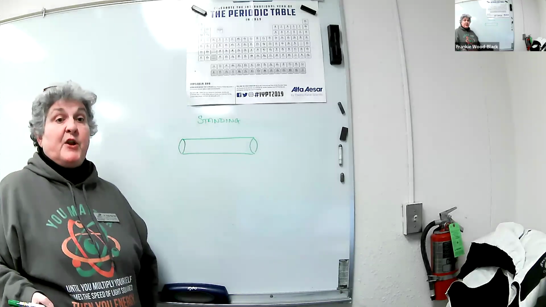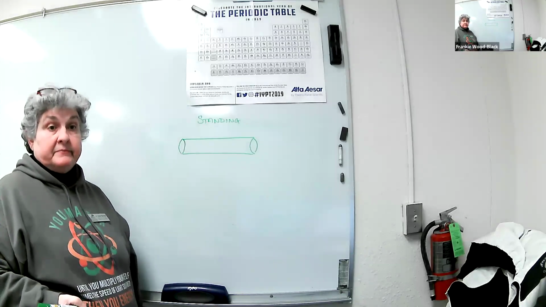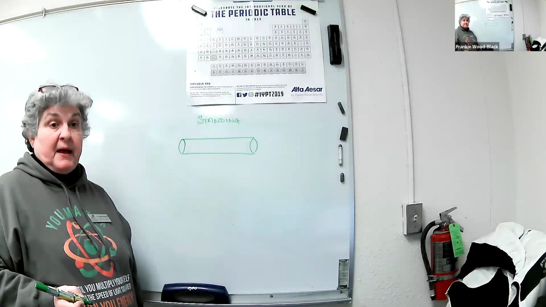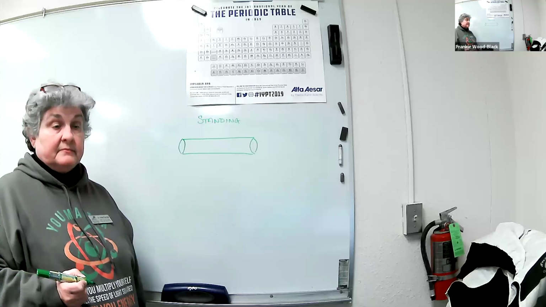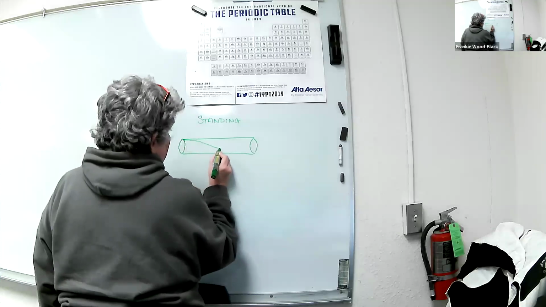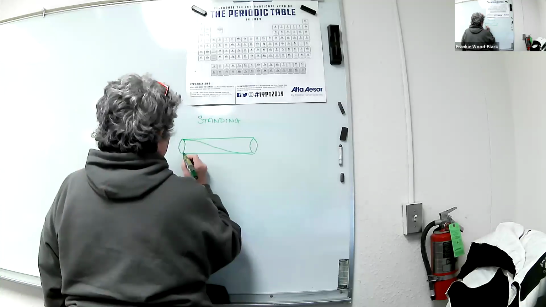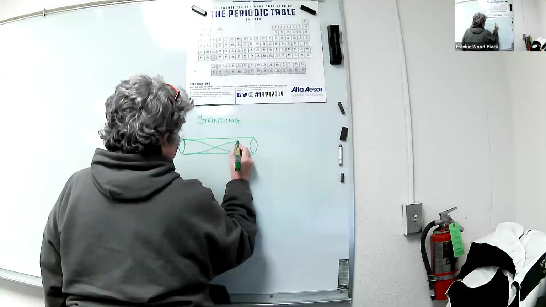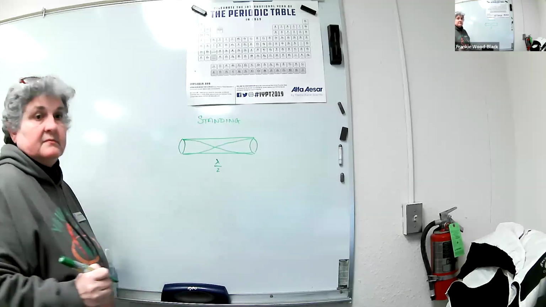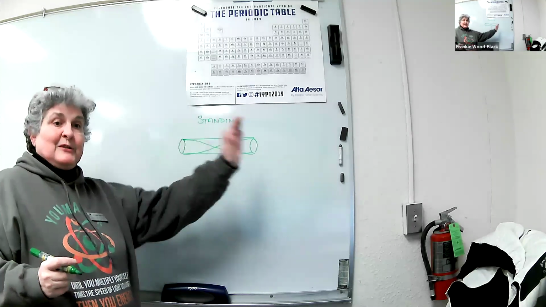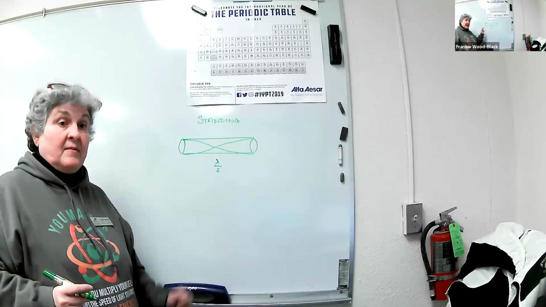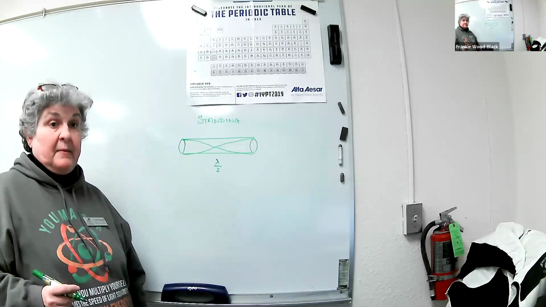Now I can't set up a node at the end of my pipe. I can only set up antinodes at the end of my pipe to get harmonics. So this one, if I do this, I'm going to get, there we go. This is still only half a wavelength because I'm going from antinode to antinode. But I'm setting up my antinodes at the open ends of the pipe.